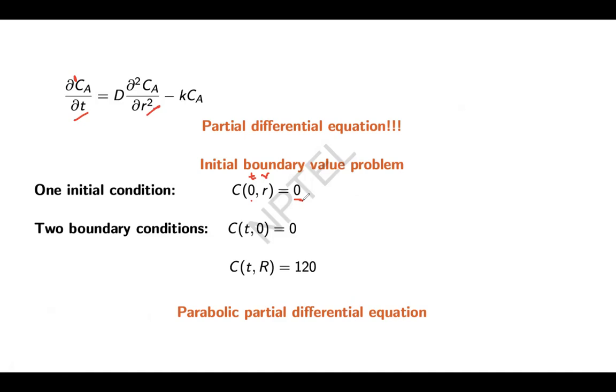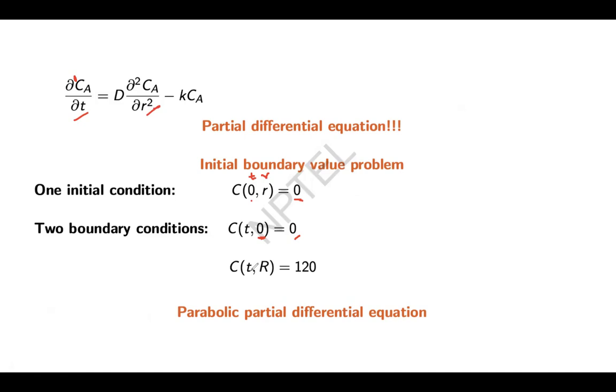Next, coming to the boundary conditions. What are the boundary conditions? We are saying that at whatever time, at position r equal to 0, that is inside the catalyst, the concentration of A is 0. So inside the catalyst, at whatever time we take, the concentration of A is 0.